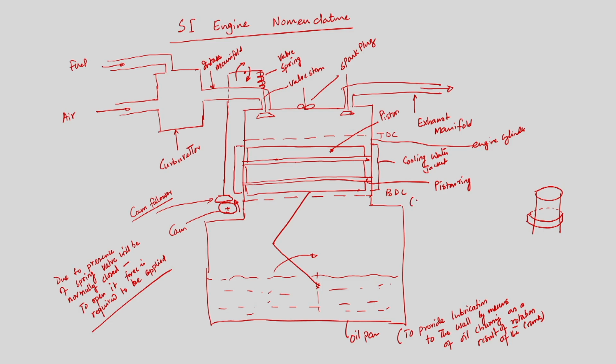And the cooling water jacket is provided to control the temperature. Now a very important thing is that sometimes, as I said, BDC is known as IDC, inner dead center, and TDC is known as outer dead center, ODC. So the piston movement is restricted between these two. So this is all about the SI engine nomenclature.